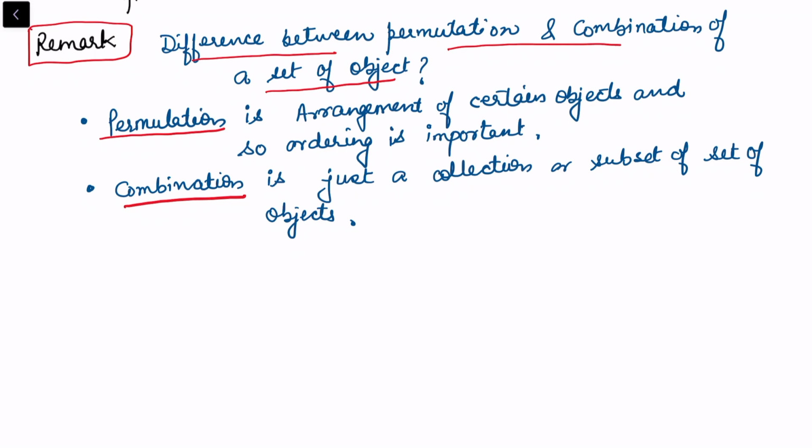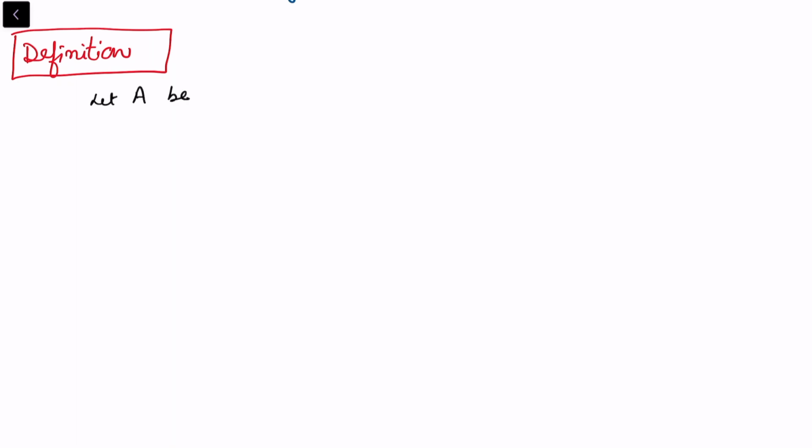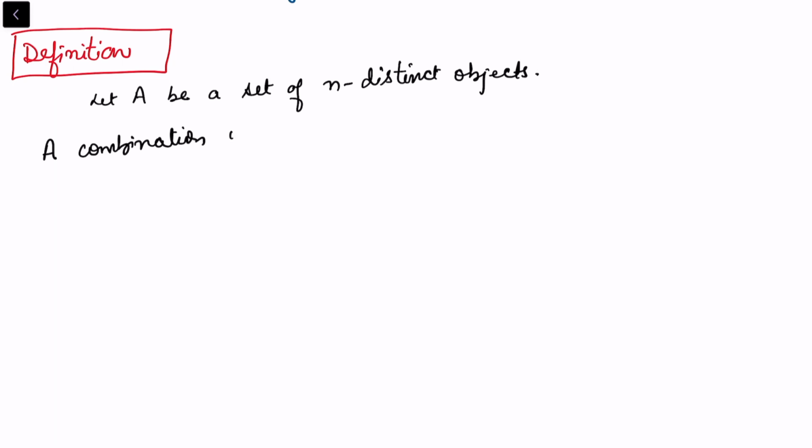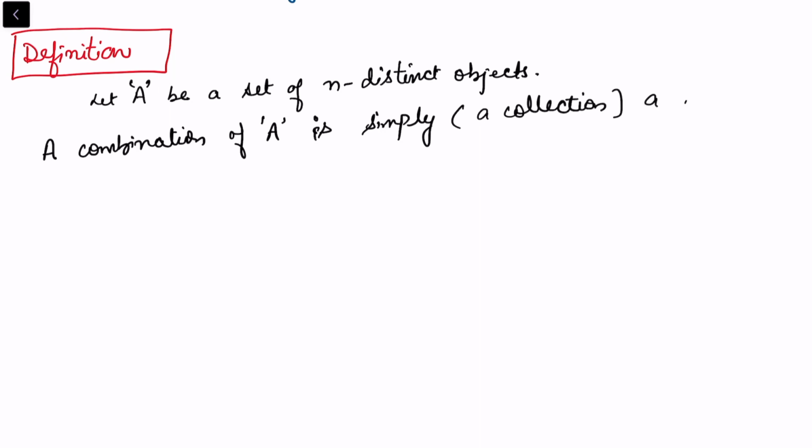So now we are ready to write a formal definition of the combination. Let A be a set of n distinct objects. And then we want to define what a combination is. A combination of the set A, and I'm putting inverted commas so that it's the set that I'm referring to, is simply a collection, or simply a subset of A.